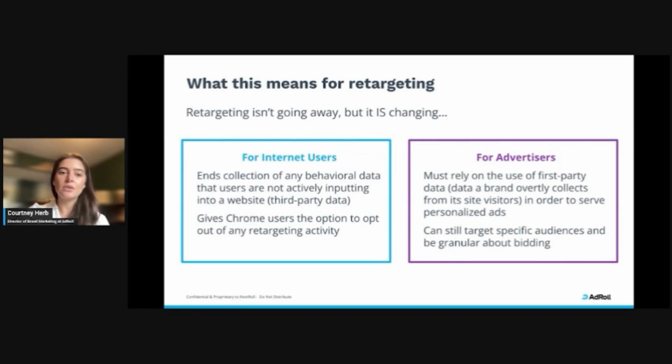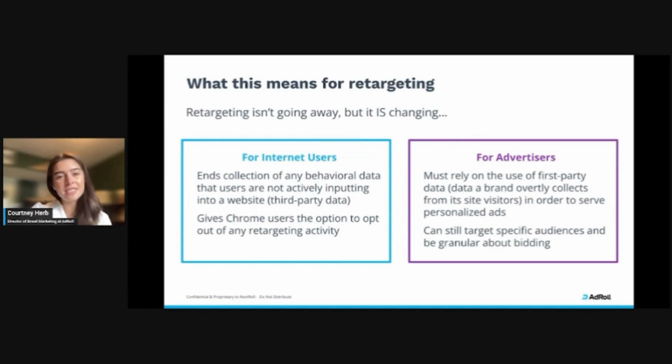So, to remedy this, Google's deprecation is going to result in two major changes for the privacy of its users. The first is that it's going to end collection of all user data that internet users do not willingly and knowingly put into a website. So that's currently third-party data, those third-party cookies. It's also going to give all Chrome users the option to opt out of being served retargeting ads at all. So that means that you'll no longer be tracked as an internet user. You're not going to be getting these personalized ads, which is great if you're really valuing your privacy. On the flip side, as an internet user, that means that the ads you're being served probably won't be as relevant to you. So it's a double-edged sword.